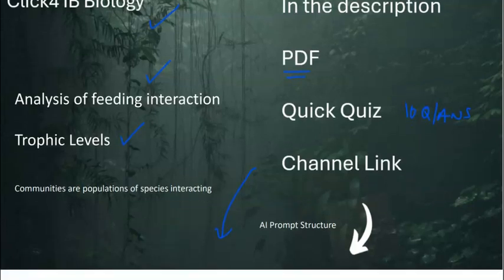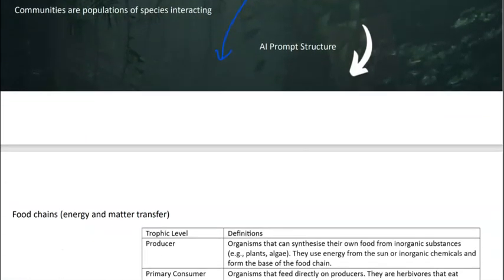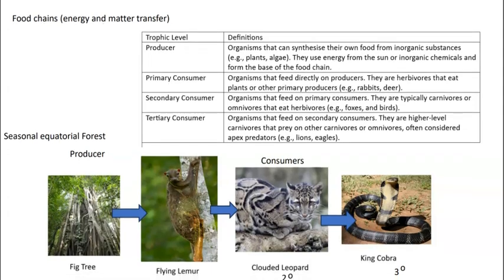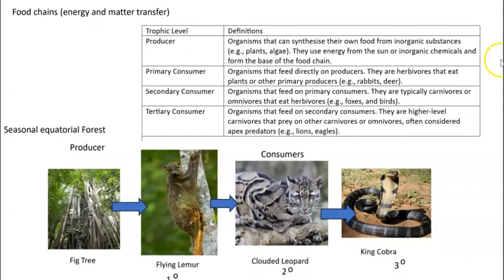Let's take a look at the analysis of feeding interactions. So in my first food chain, I'm going to represent that with a local example, which is a seasonal equatorial forest. And the first level is always occupied by a producer with the capacity to perform photosynthesis. So that's the conversion of light energy into chemical energy. And that chemical energy ends up forming the biomass of the growth, in this case, of the fig tree.